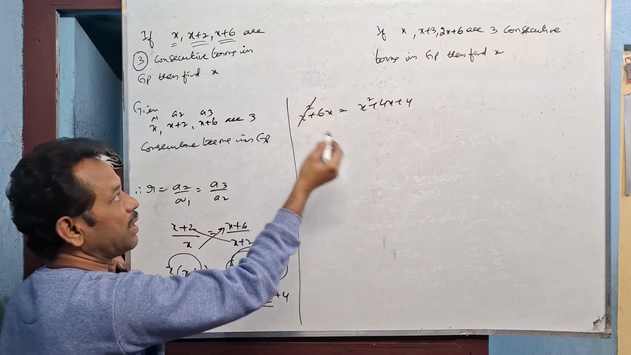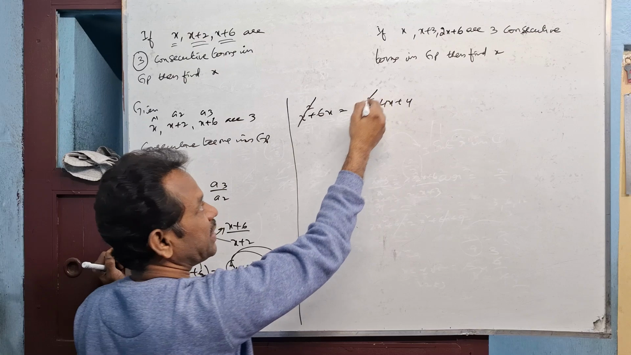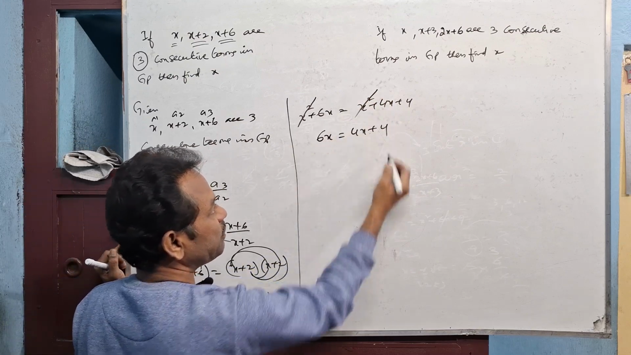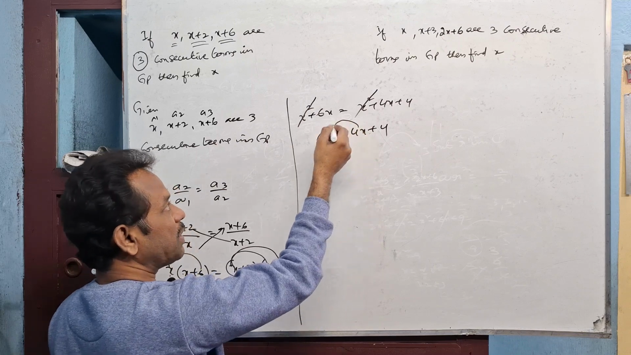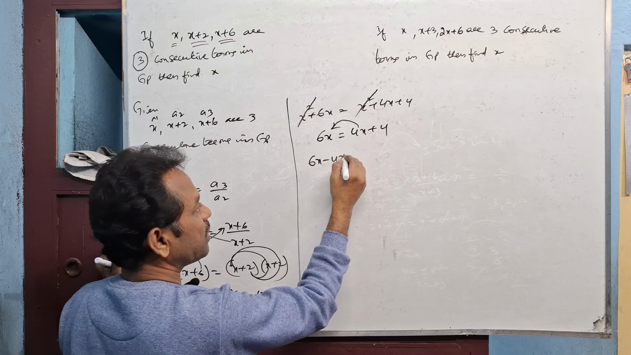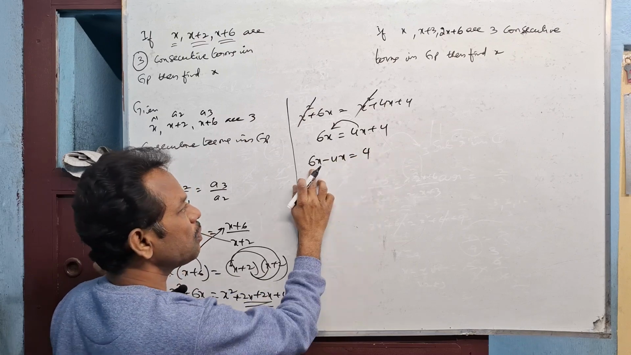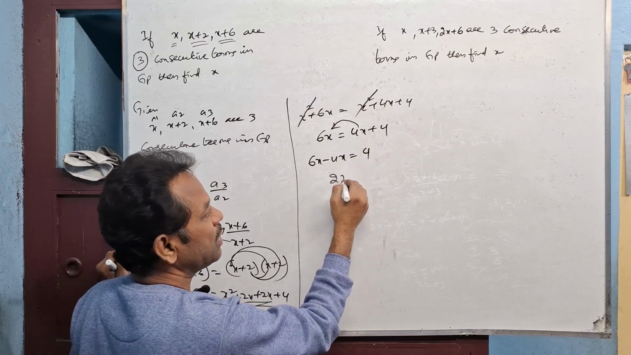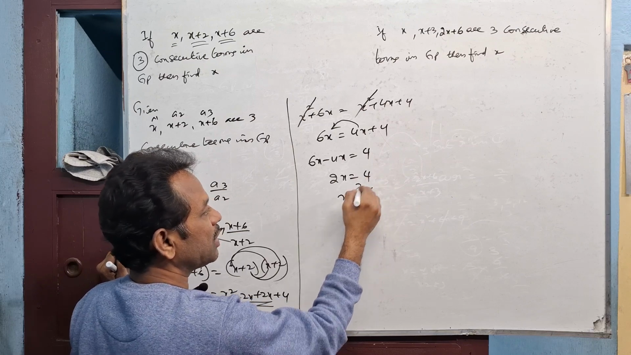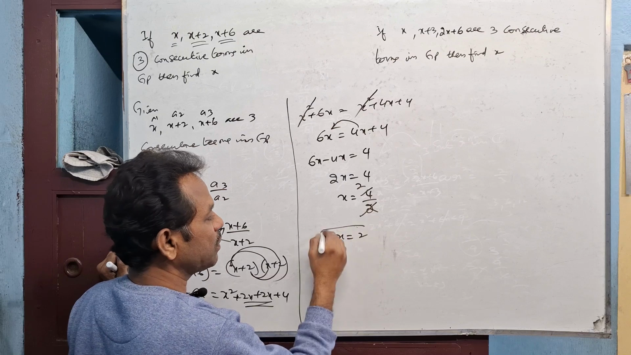Now here x square in the LHS and x square in the RHS we can cancel. So we have here 6x equal to 4x plus 4. Now 4x is shifted to LHS. So 6x minus 4x equal to 4. So 6x minus 4x is 2x equal to 4. x equal to 4 by 2. 2 1 the, 2 2 the, so the value of x is 2.